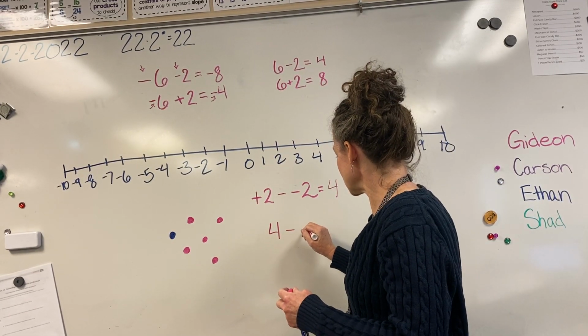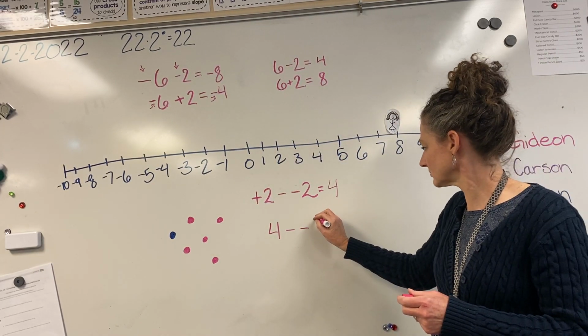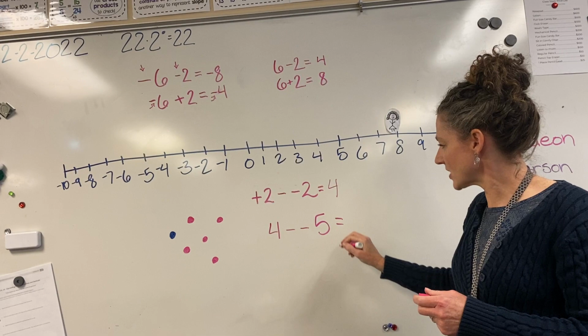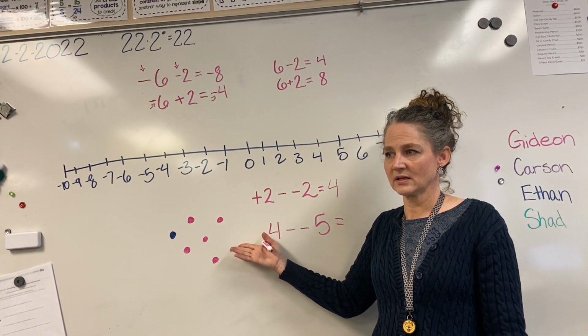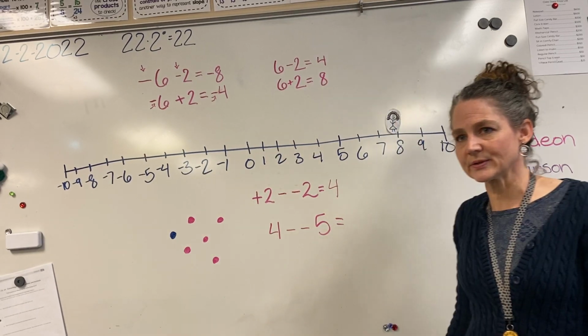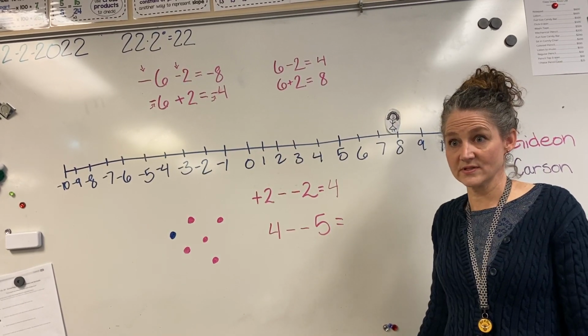What if I try to take away a negative? Give me a number. 5. Negative 5. So I'm trying to take away a negative 5. Do I have 5 negatives there to take away? No. I only have 1. So what do I do? You add some. Can I create negatives?